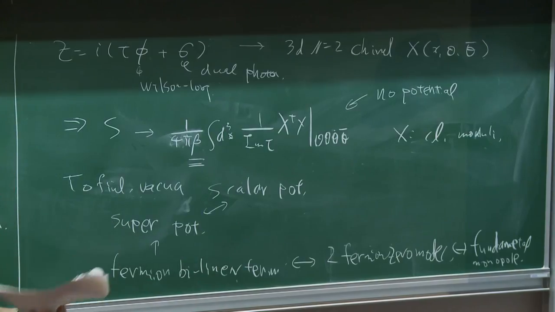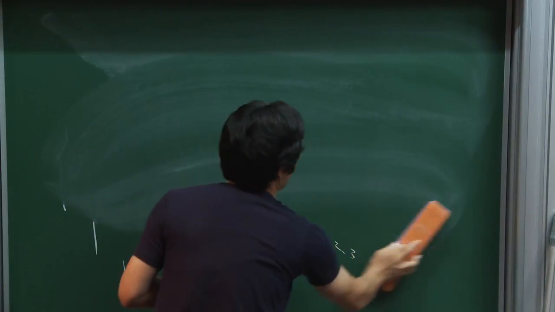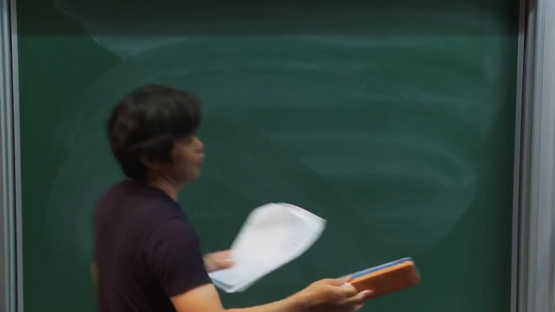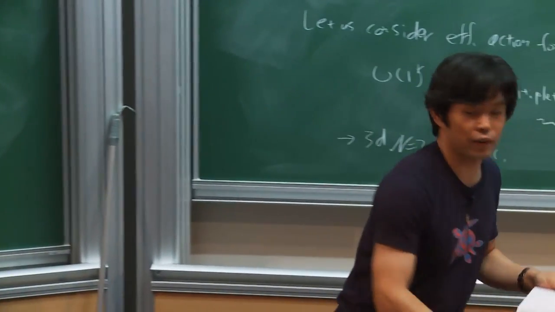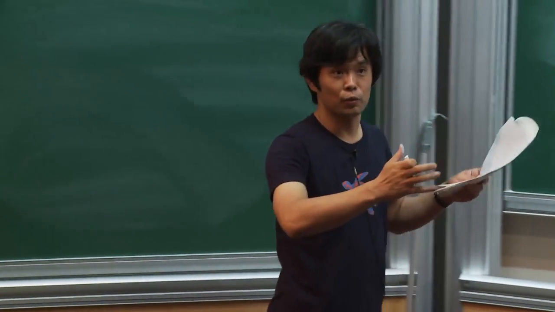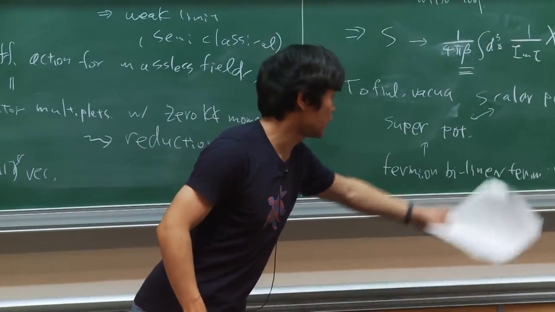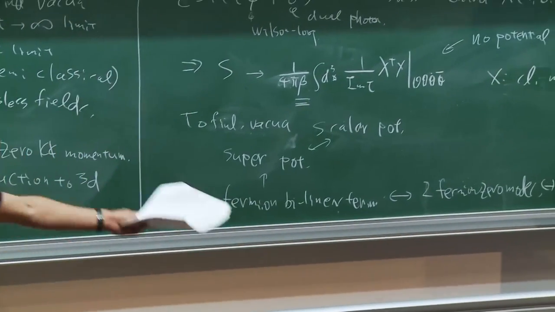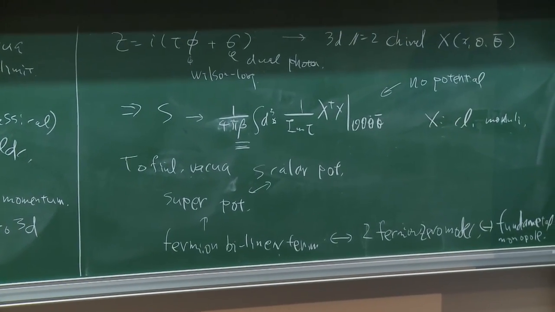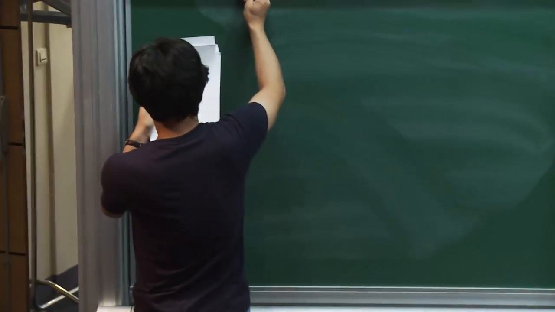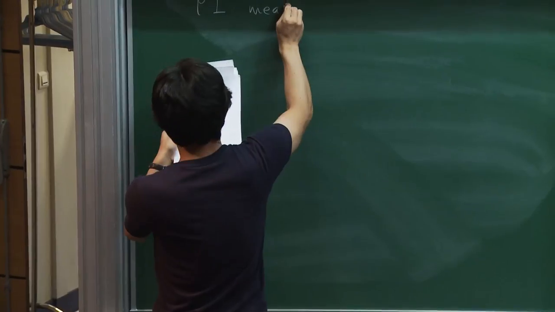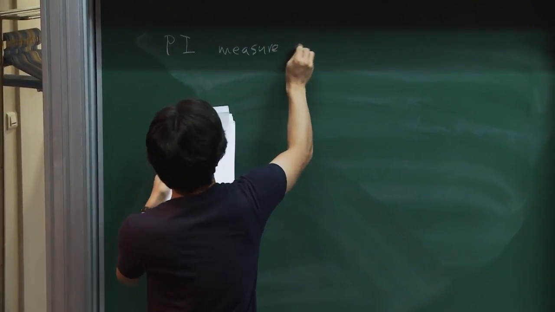If we want to consider the scalar potential, we need a different configuration. But to consider the fermion bilinear in the effective action, if we want to compute the fermion bilinear in the effective action, it's necessary to compute two fermions. Okay, and then the procedure is the usual one. I mean, the usual instanton computation or monopole computation.